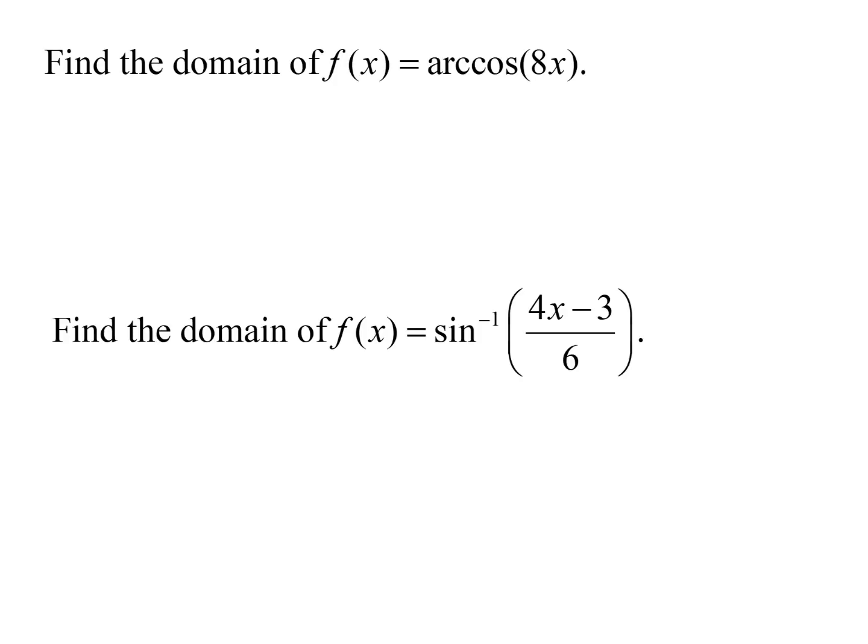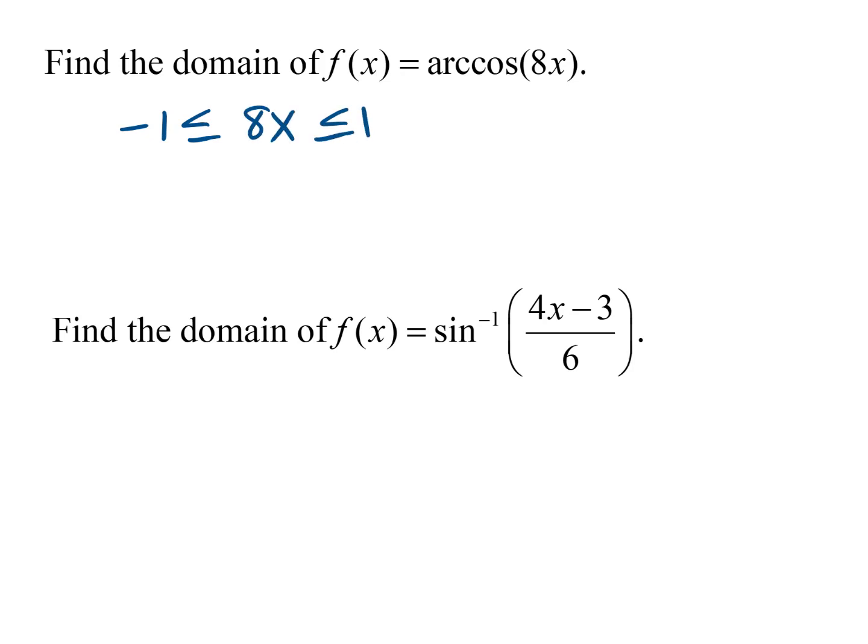We want to find the domain of this function, arc cosine of 8x. Now let's think about it for a minute. The arc cosine, or the inverse cosine, means I took the cosine of some angle and I got 8x. Well, think of what happens when we take the cosine of some angle. What is the range for the cosine function? And we know it has to be between -1 and 1, including those ends.